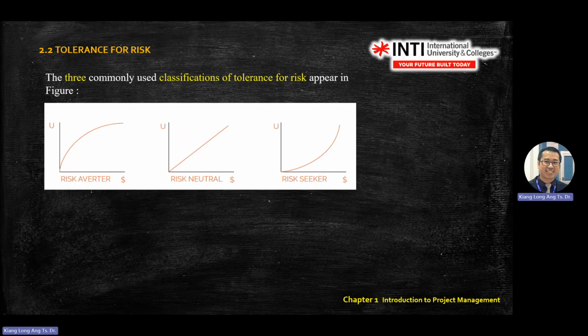Okay, three common tolerances of risk. Tolerance means the way you handle it. As a project manager, you are either a risk averter, or risk neutral, or a risk seeker. Okay, there are three profiles of tolerance inside project management.